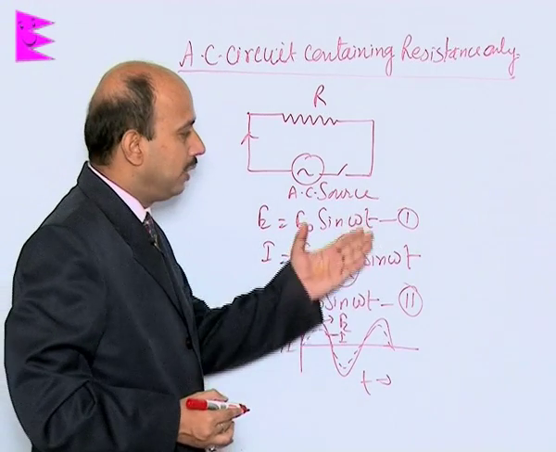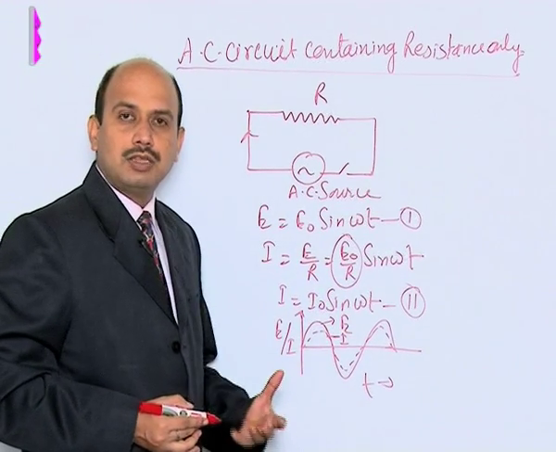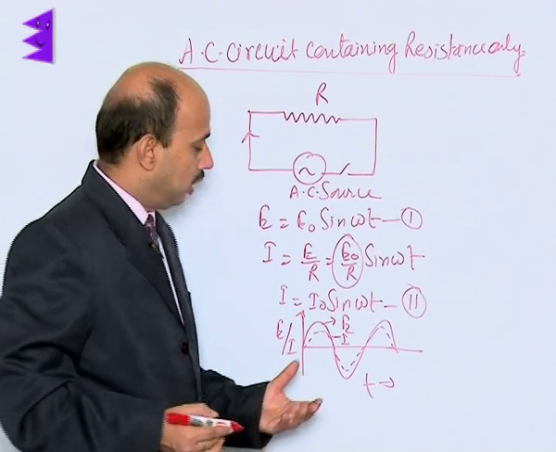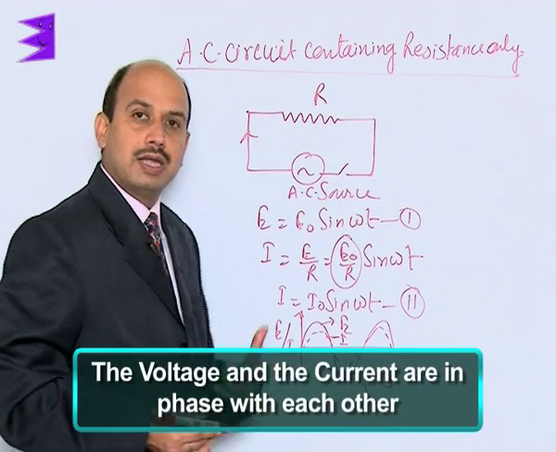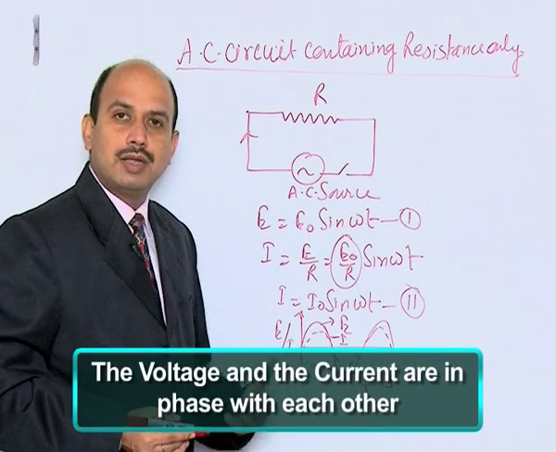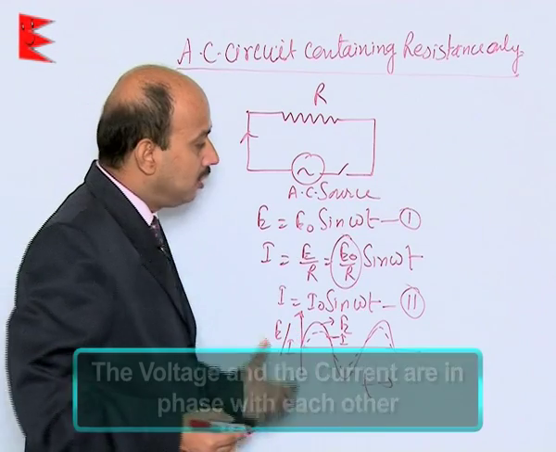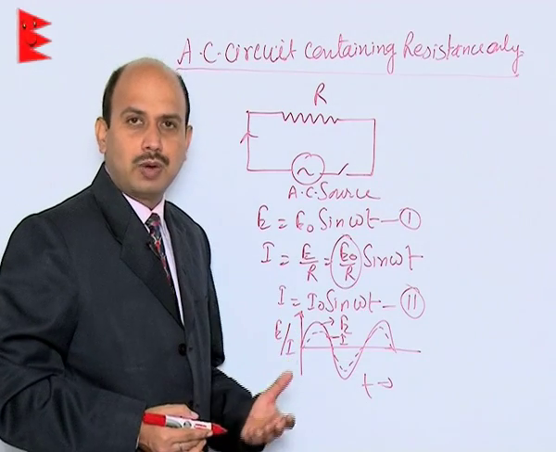So, from these two equations, it is very much clear there is no phase difference between these two. That means when the EMF is maximum, current is also maximum, when the EMF is 0, current is also 0. But see here, EMF and current both are scalar quantities.